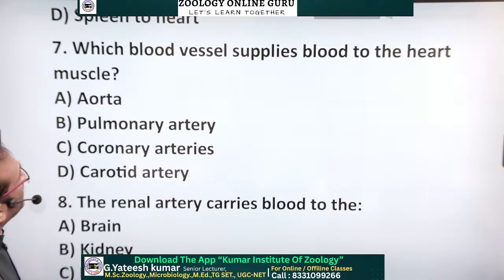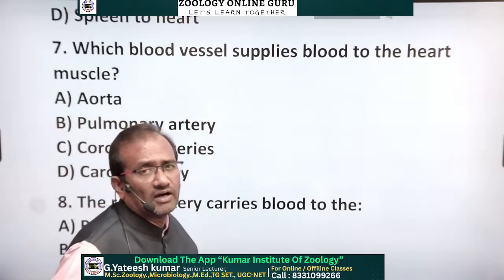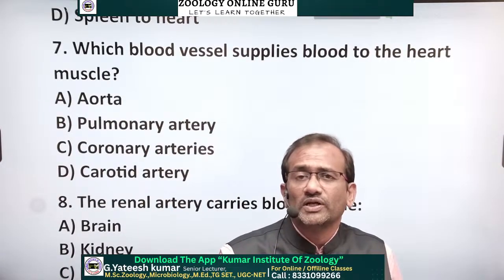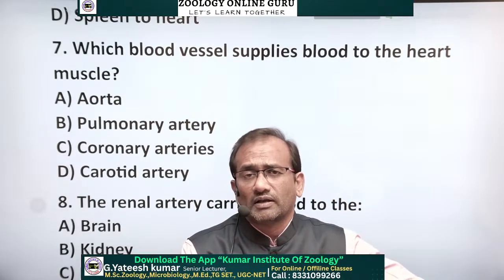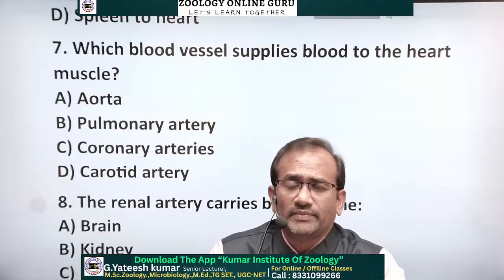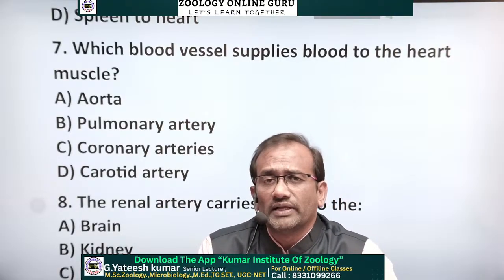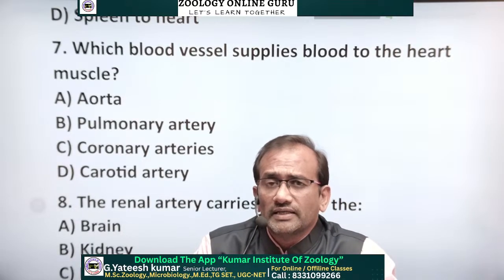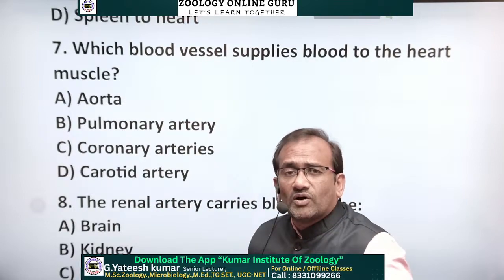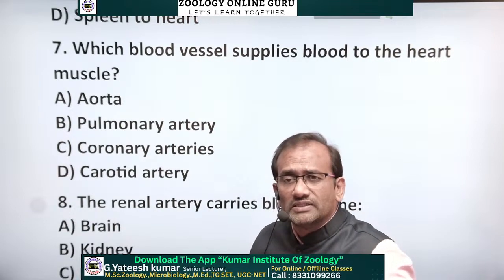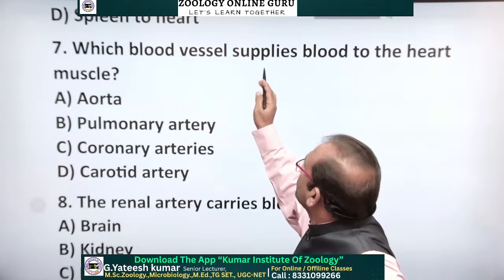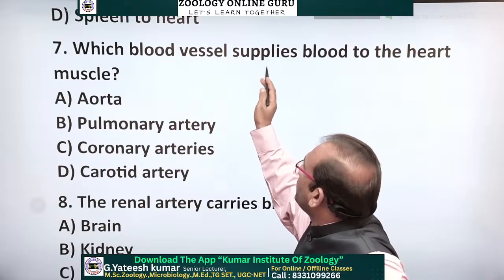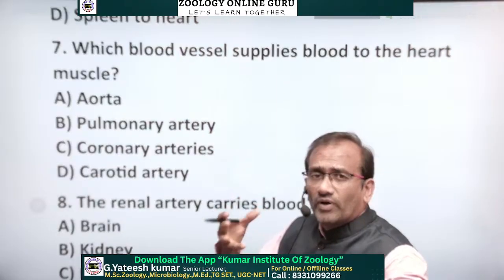Which blood vessel supplies blood to the heart muscles? The heart itself is a myogenic heart. In our body, the heart is myogenic because it is self-activated. The pacemaker means the heart beats itself without any external stimuli. The sinoatrial node is present on the right atrium, so it is known as a self-activated, myogenic heart.